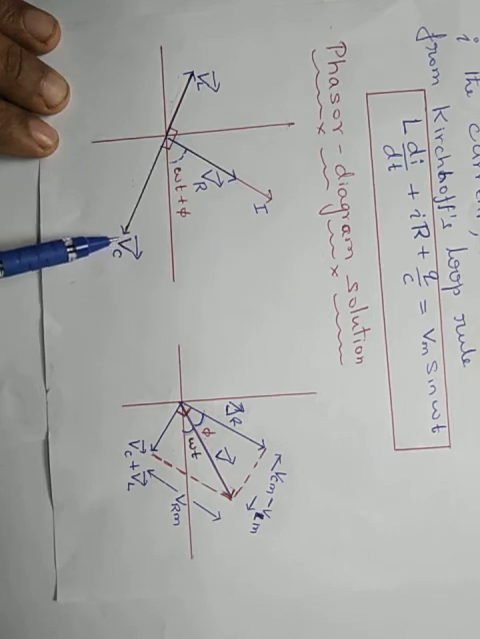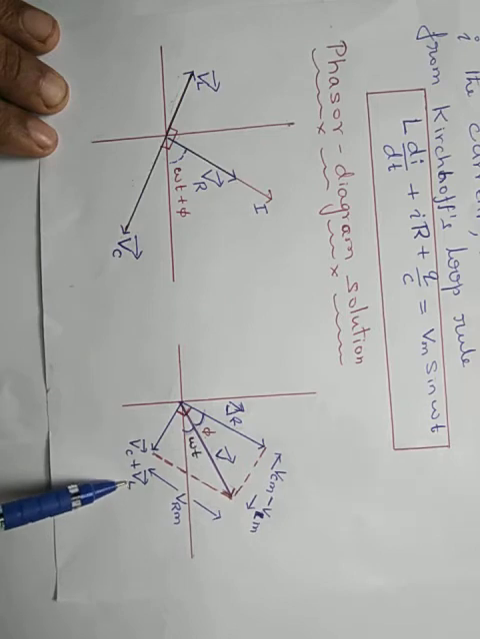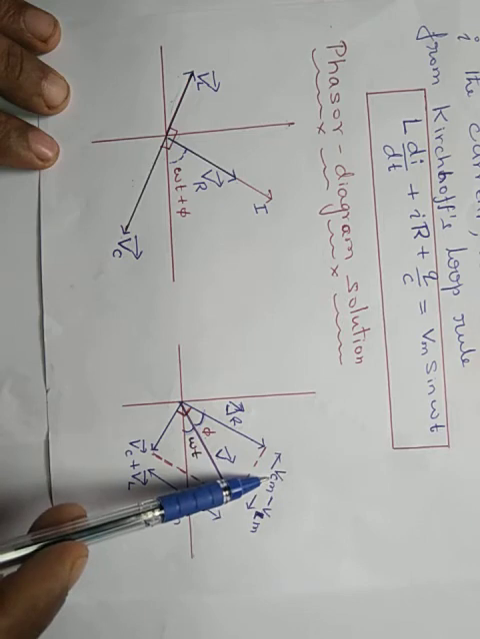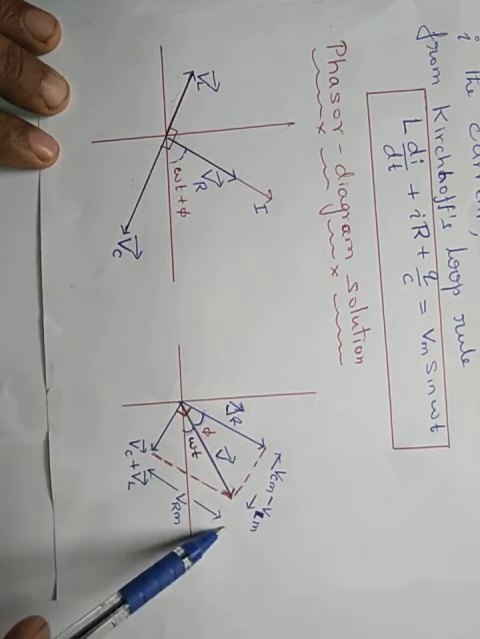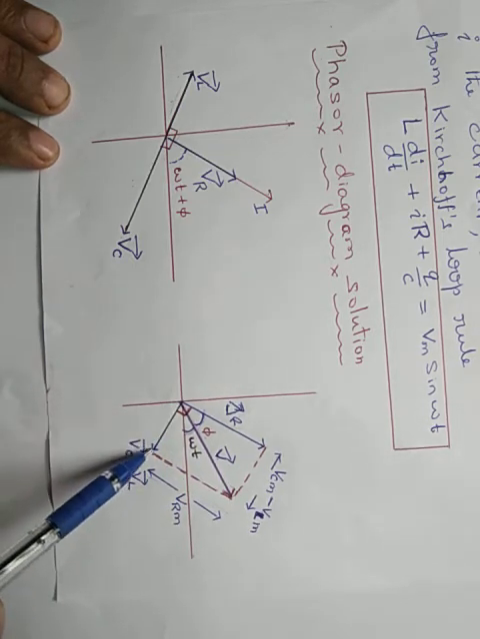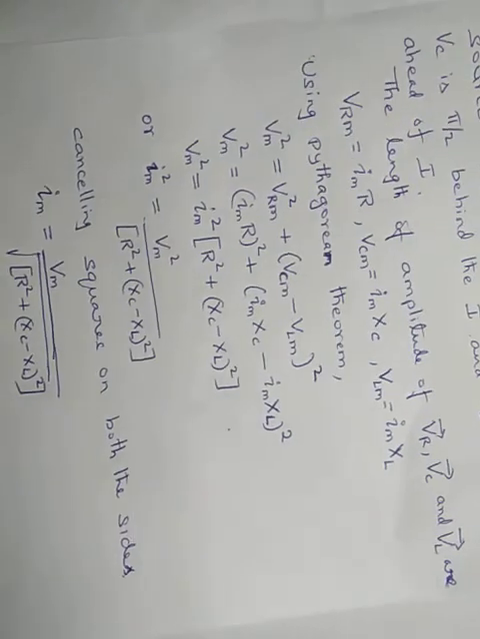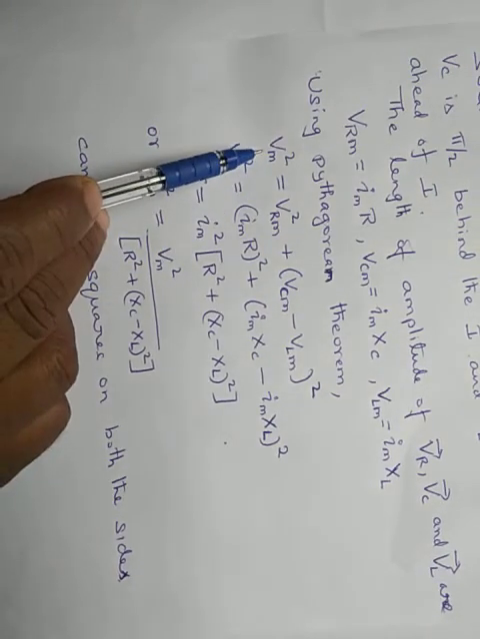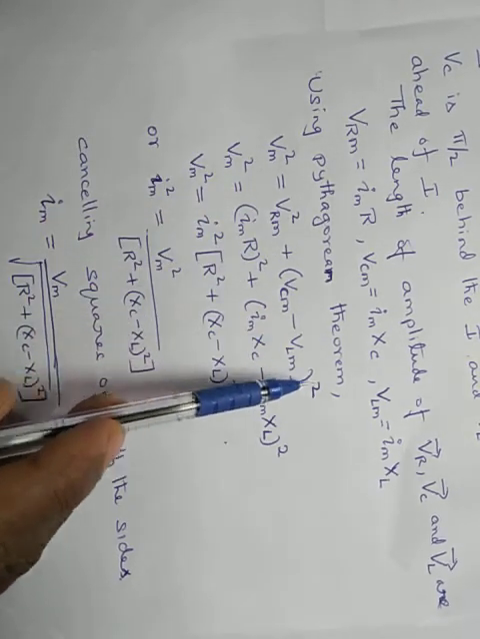Now, you can see here VC and VL are opposite to each other, so you can get the sum of VC and VL. This small arrow, the length in magnitude, is VCM minus VLM. The length of VR, let it be VRM, and the length of this V, let it be VM. Using this right angle triangle, you can write this equation: VM square equals VRM square plus VCM minus VLM whole square.